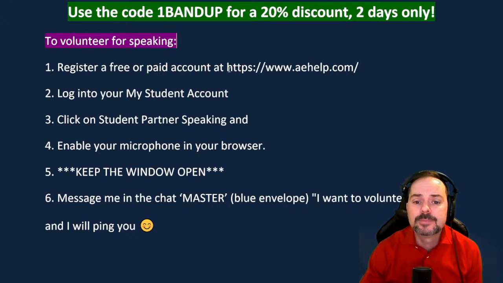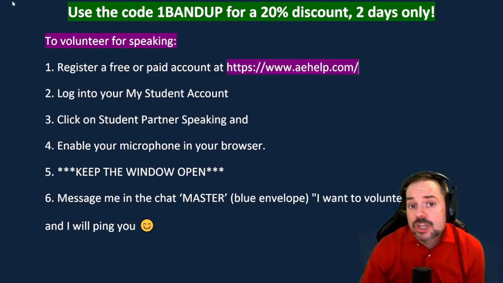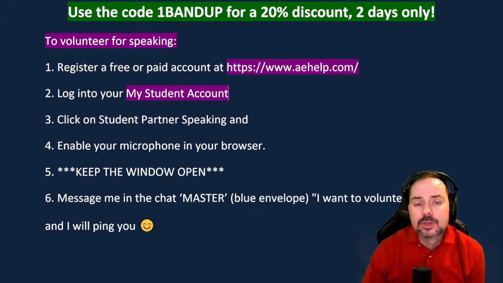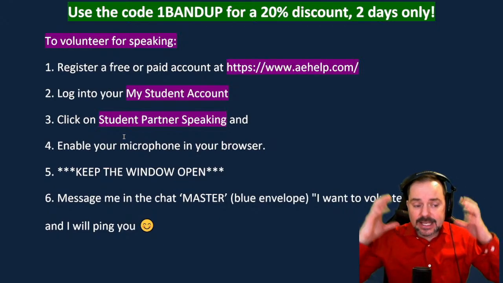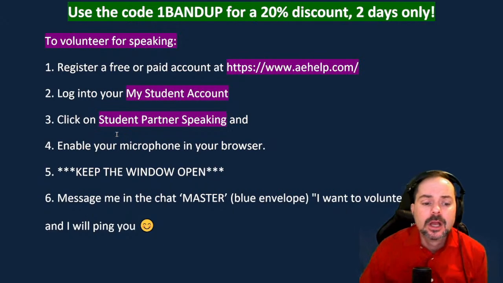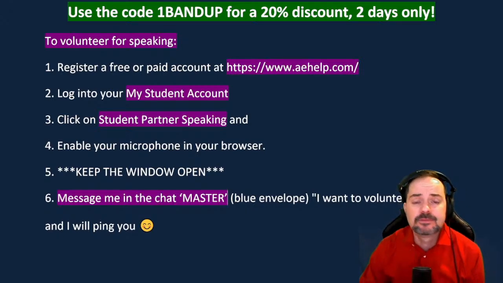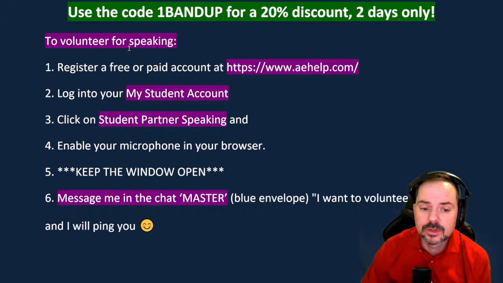So to volunteer, you need to register an account at aehelp.com for academic IELTS, gltshelp.com for general. Click on My Student Account when you log in, or log in with your My Student account. Click on Student Partner Speaking, and then make sure that your microphone and your speaker works, so it's enabled. Use a headset if you have one. Those are really good. And then send me a message. If you haven't used this before yet, maybe test it with another student before you call me, just to make sure that it works, okay?